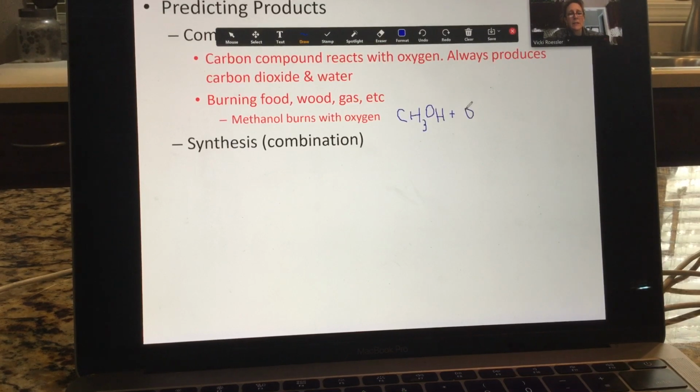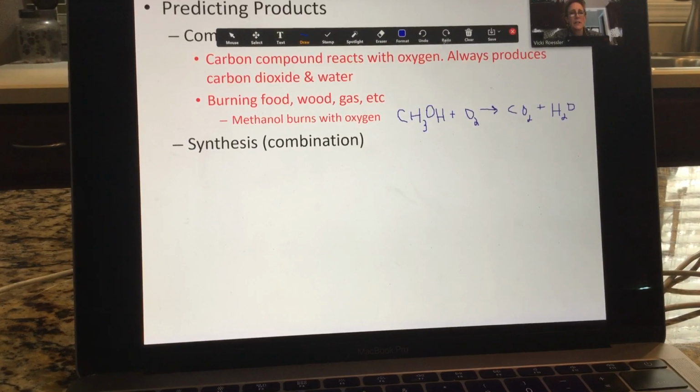So recognizing that this is a carbon compound reacting with oxygen, you're going to know that's a combustion reaction, so it's going to form carbon dioxide and water. And then we just balance it, so make sure you always check and make sure that you've got the reaction balanced once you write out the products.